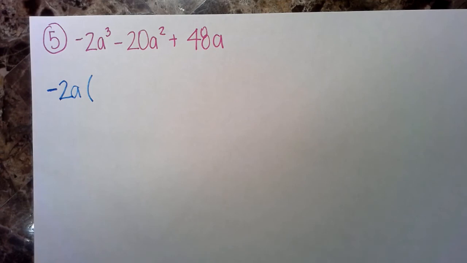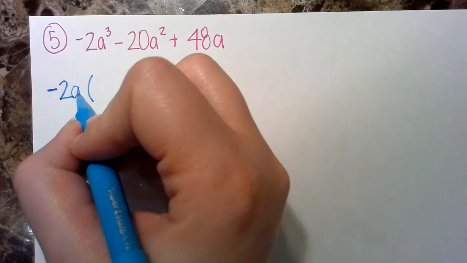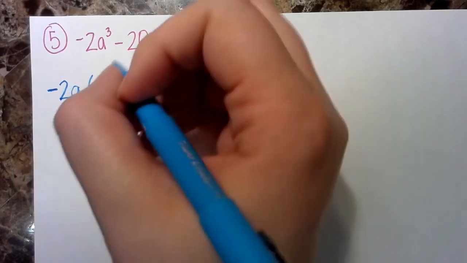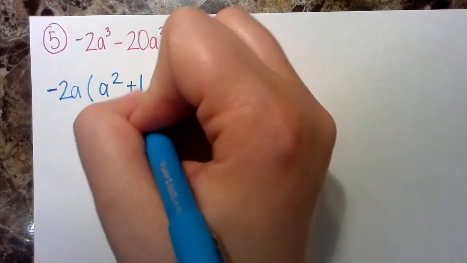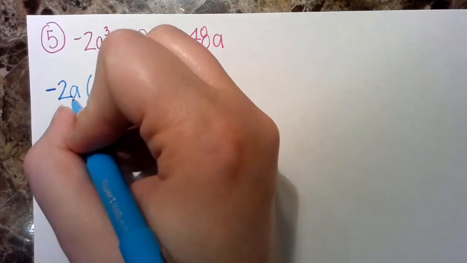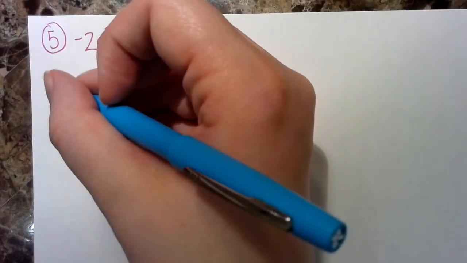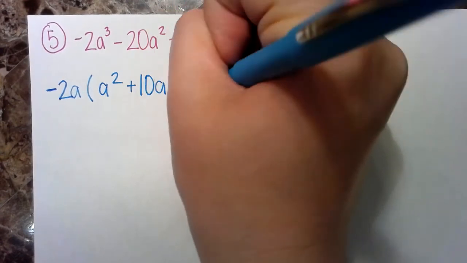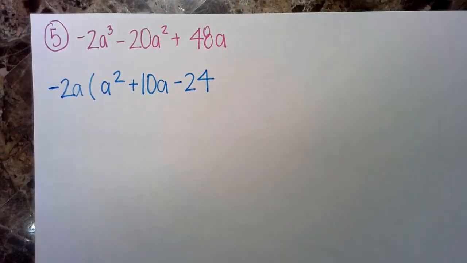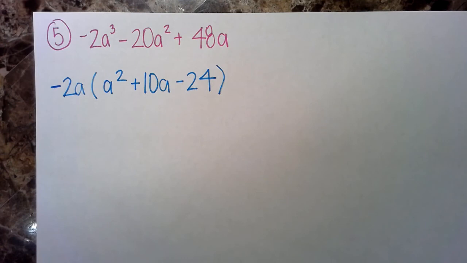So now you're going to do negative 2A to the third power divided by negative 2A, and that's going to give me A squared. Negative 20 divided by negative 2 is a positive 10. A squared divided by A is just A. Then 48 divided by negative 2 is going to give me a negative 24. And then we are going to close that off.